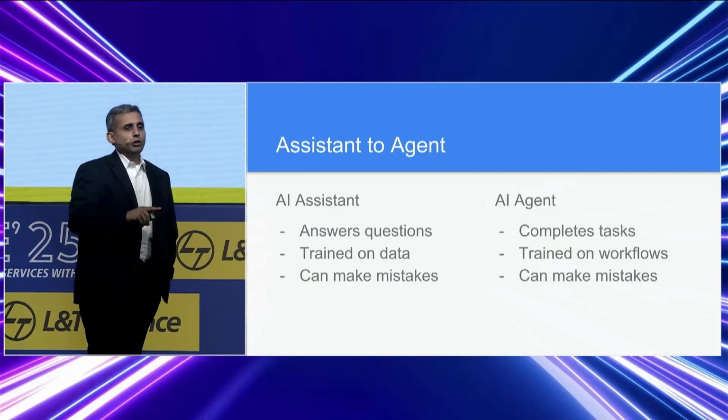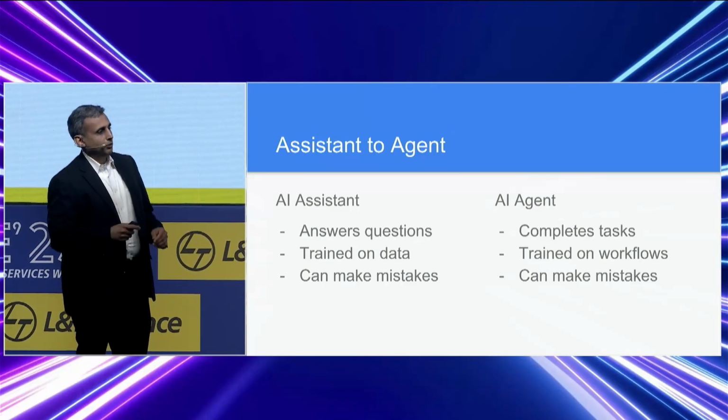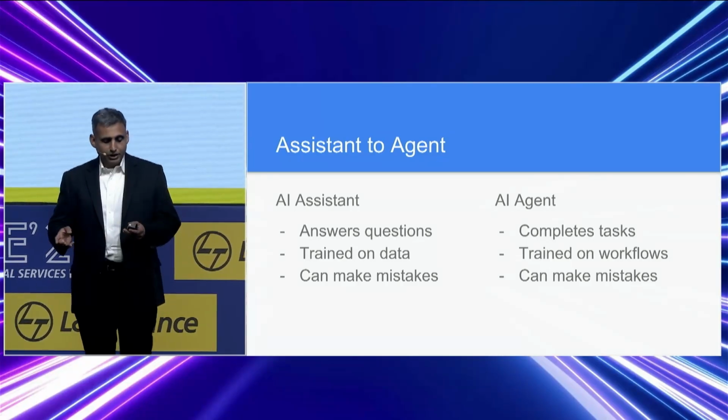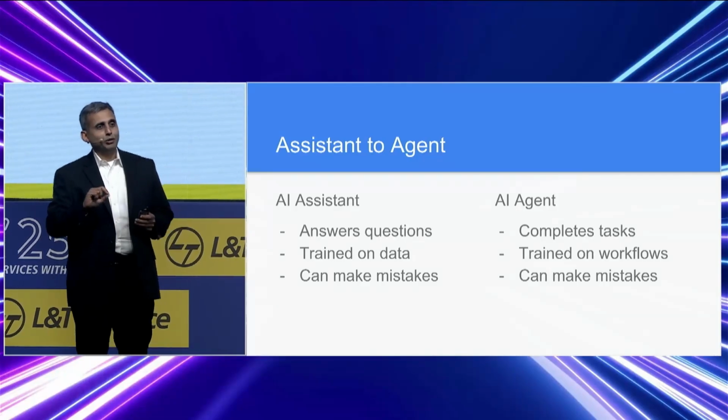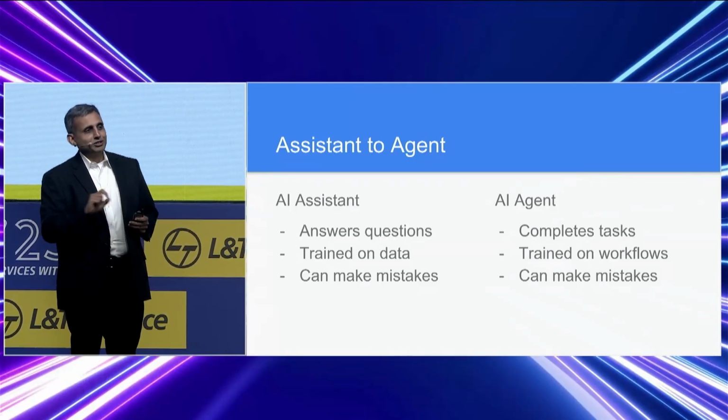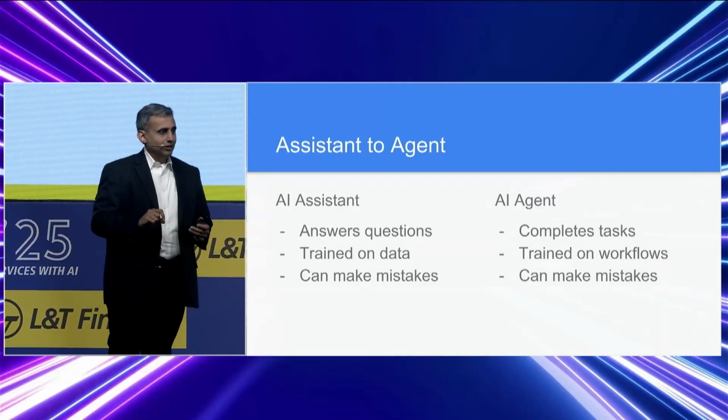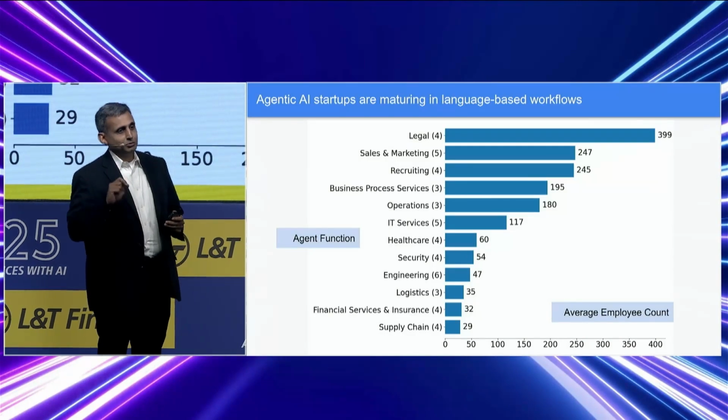And by the way, one common thing between the two, whether you're talking about assistants or agents, is that they can all make mistakes, okay? And so that's where you see the fine print. No matter what type of agent you're using, it can make mistakes. And there's no such thing as reliable, because humans make mistakes too.